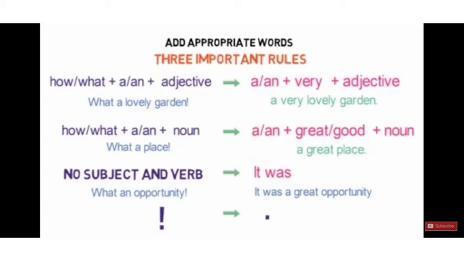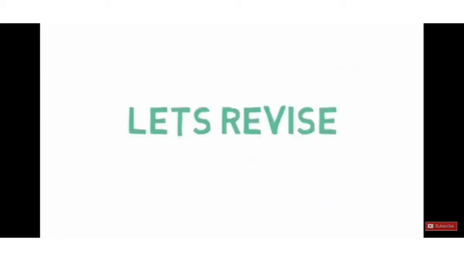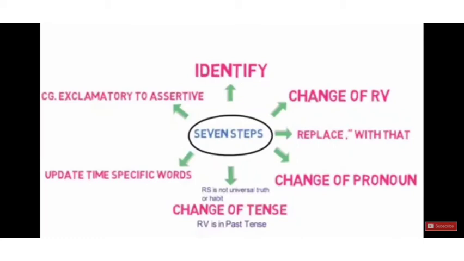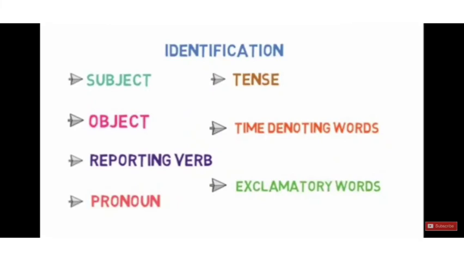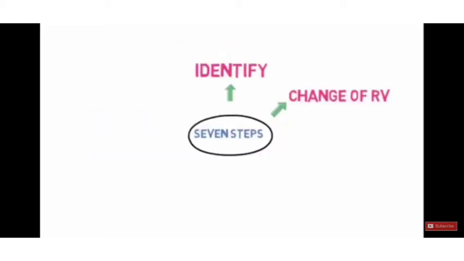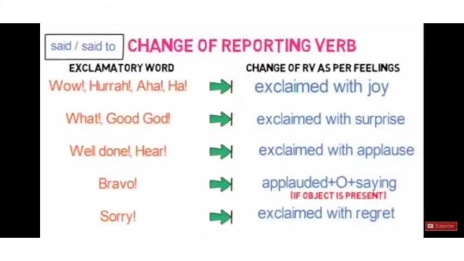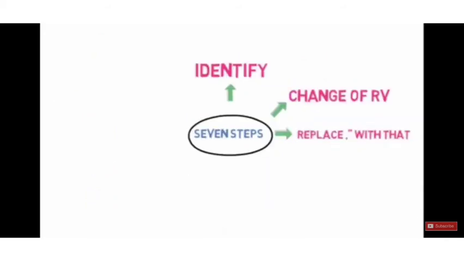I hope you are all very clear. Now let's revise 7 steps again. Step 1 is to identify. For this process, we should identify subject, object, reporting verb, pronoun, tense, time denoting words and exclamatory words. Step 2 is change of reporting verb. We change the reporting verb as per this workflow. Step 3 is replacement of commas and inverted commas. Then we use the conjunction that.